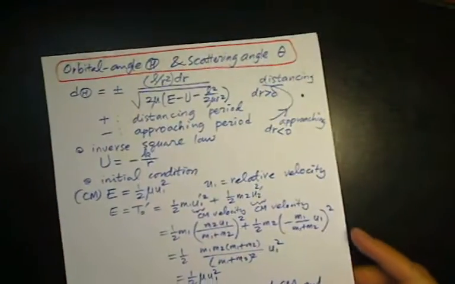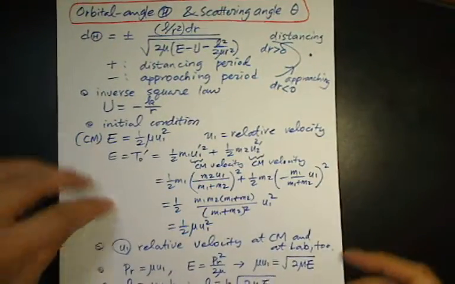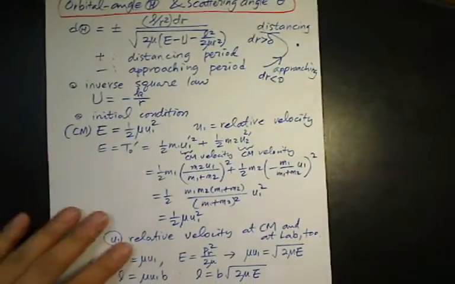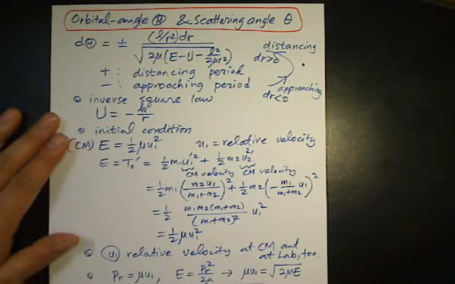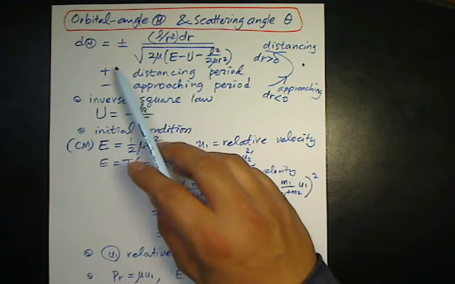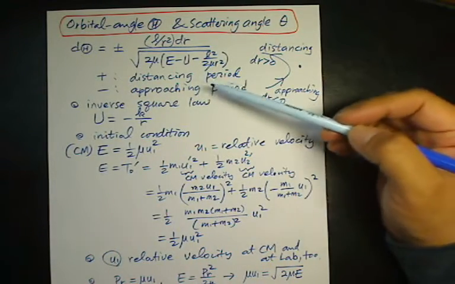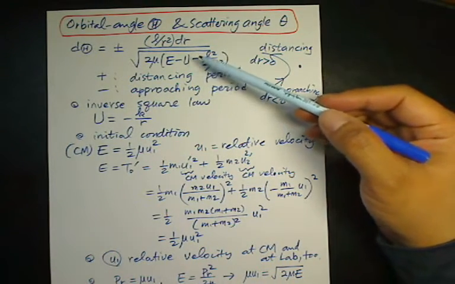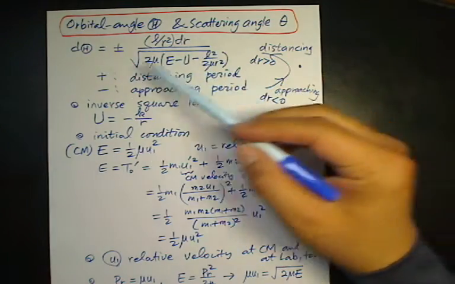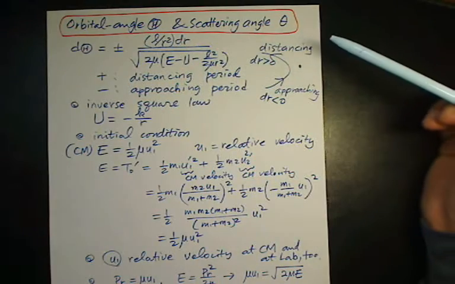as the last step, we consider the actual calculation of the cross-section. First, the orbital angle calculation. For the central force problem with the potential energy as a function of r, we were able to express the angle change by this expression.